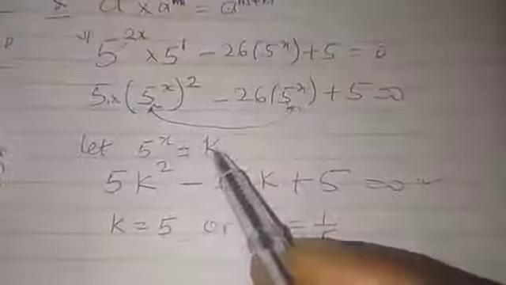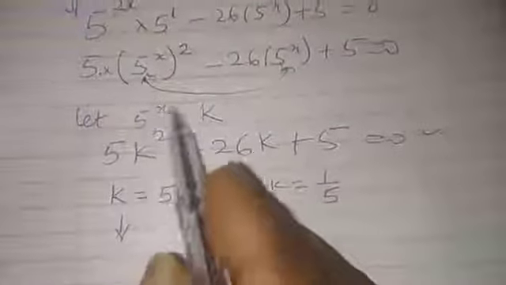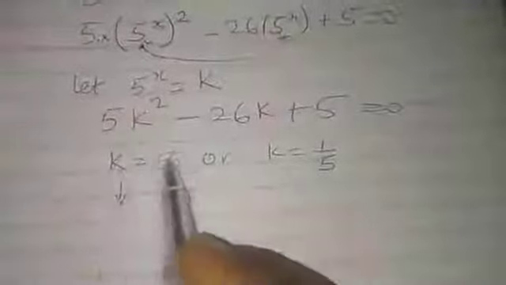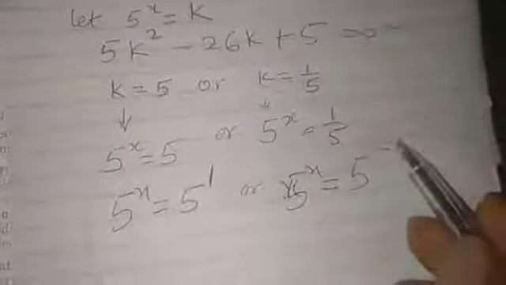Now, if you bring back your k, this k is 5 raised to the power s. Because we let 5 raised to the power s be equal to k, let's rewrite it here. This will be 5 raised to the power s is equal to 5, or 5 raised to the power s is equal to 1 over 5. We can write this one as this. Ordinary 5 is the same thing as 5 raised to the power 1. And we have said that 1 over 5 means 5 raised to the power minus 1.